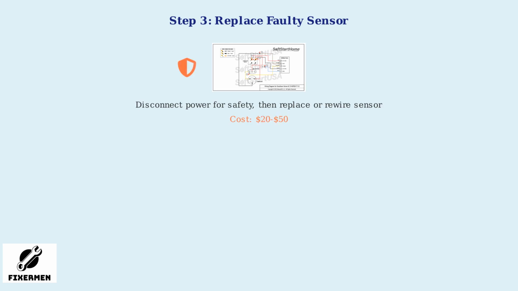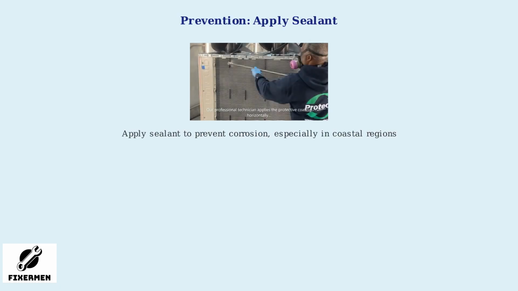If the sensor is faulty, disconnect power to the unit for safety and then replace or rewire the sensor. Replacement sensors typically cost between $20 to $50. Remember to apply sealant to prevent future corrosion, especially in coastal regions.